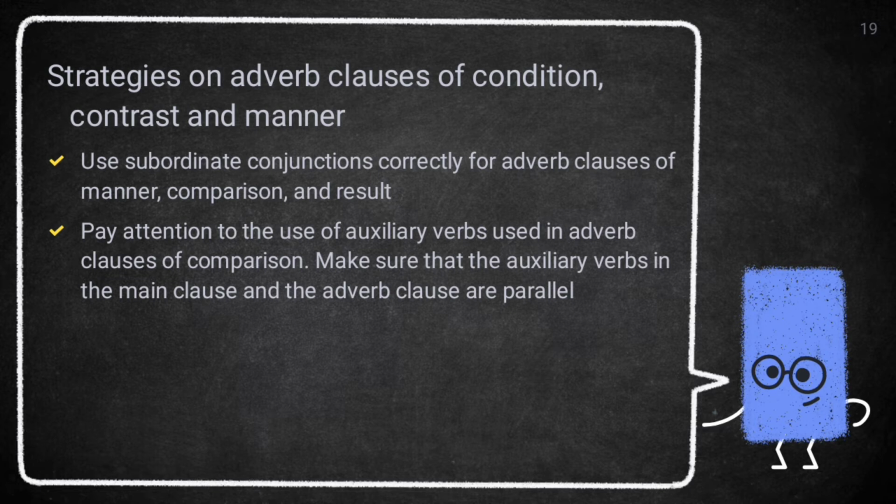And there are strategies for adverb clauses of condition, contrast, and manner. The first one is to use subordinate conjunctions correctly for adverb clauses of manner, comparison, and result. And the last, pay attention to the use of auxiliary verbs in adverb clauses of comparison. Make sure that the auxiliary verb in the main clause and the adverb clause are parallel.